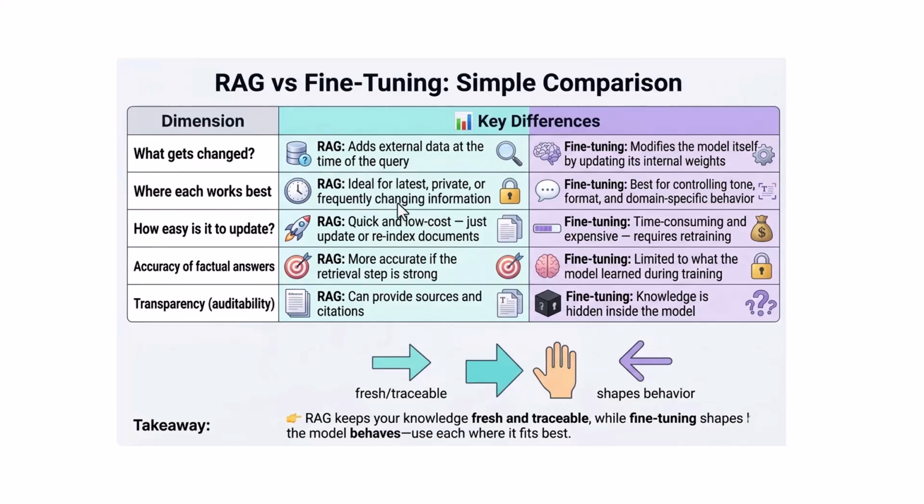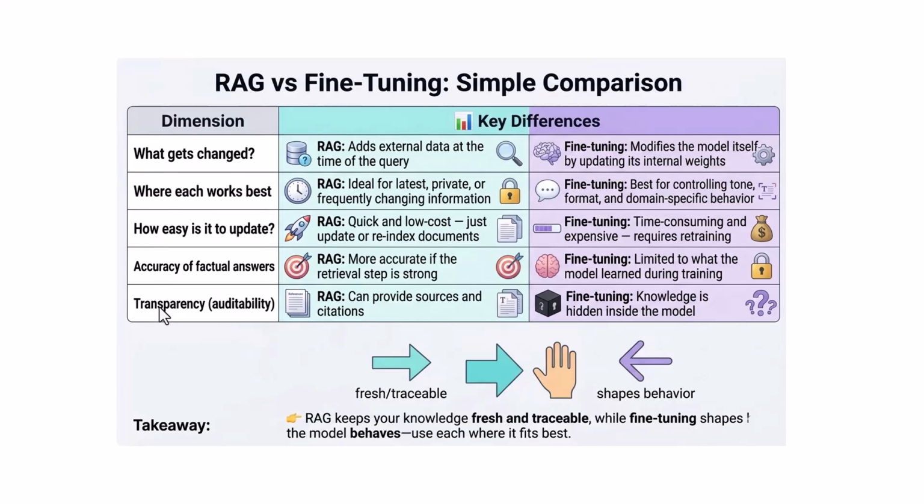RAG is ideal for latest, private, or frequently changing information, whereas fine-tuning is best for controlling tone, format, and domain-specific behavior. And in terms of how easy it is to update, RAG is quick and low cost, just update or re-index documents, whereas fine-tuning is time-consuming and expensive. It requires retraining. And when it comes to accuracy of factual answers, RAG is more accurate if the retrieval step is strong, whereas fine-tuning is limited to what the model learned during training.